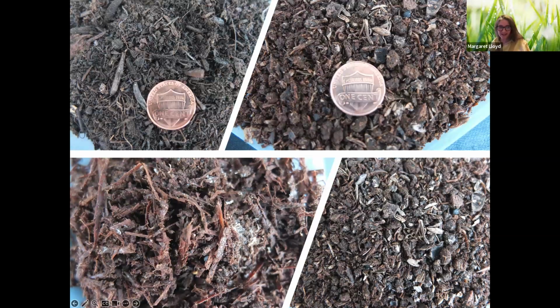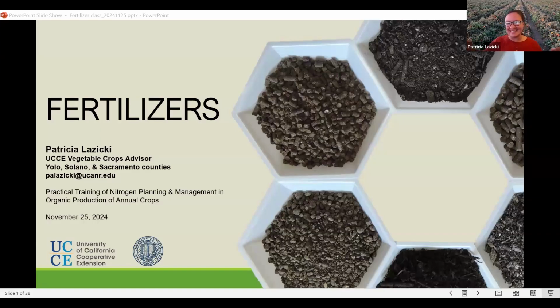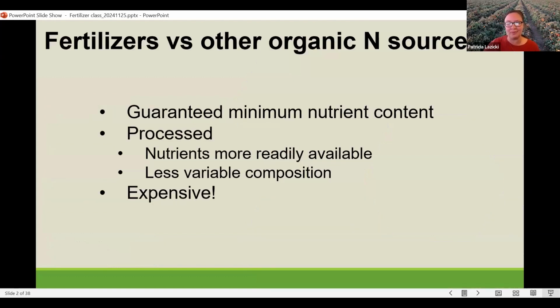So with that, I'm going to pass it over to Patricia. I like to think of this section as a time when you can take a little bit of a rest, because fertilizers are easier than the rest of our sources. They're easier to calculate, more straightforward, less nuance. That said, there's still some, because nothing's easy in organic nitrogen. But first off, what am I talking about when I'm talking about a fertilizer?